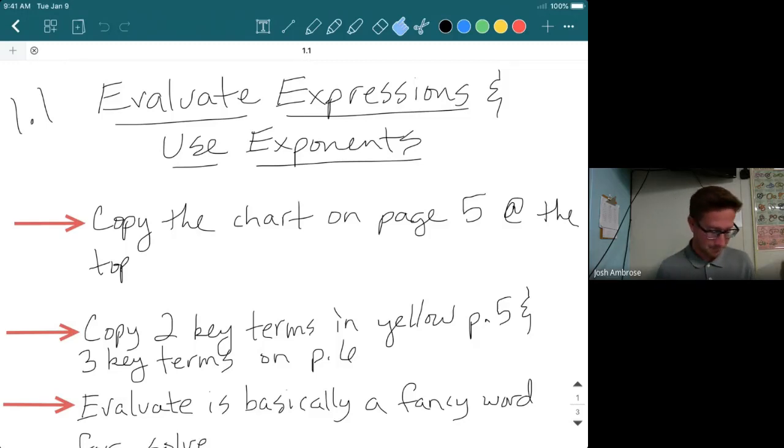Okay, that's not true. No, but that's okay. We are all going to rock this first section, Chapter 1.